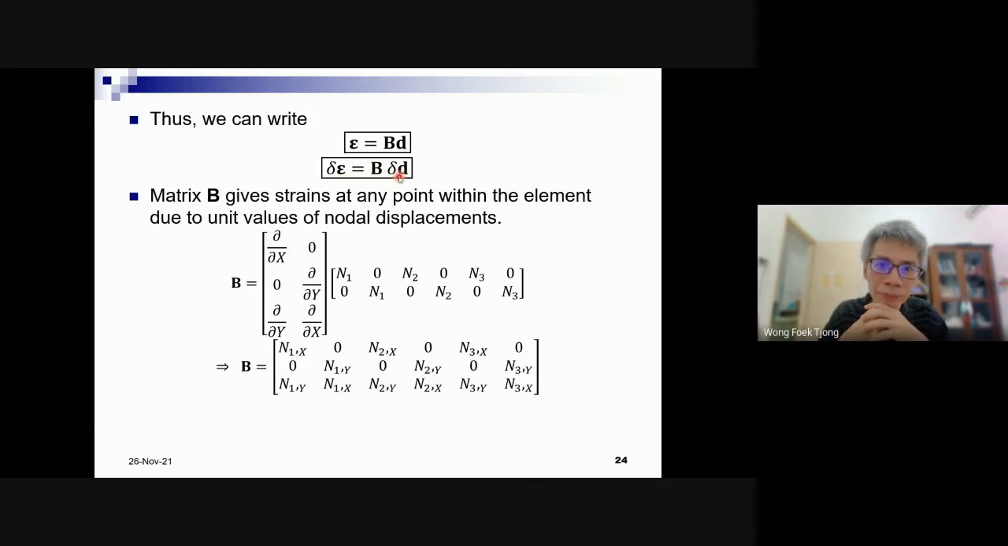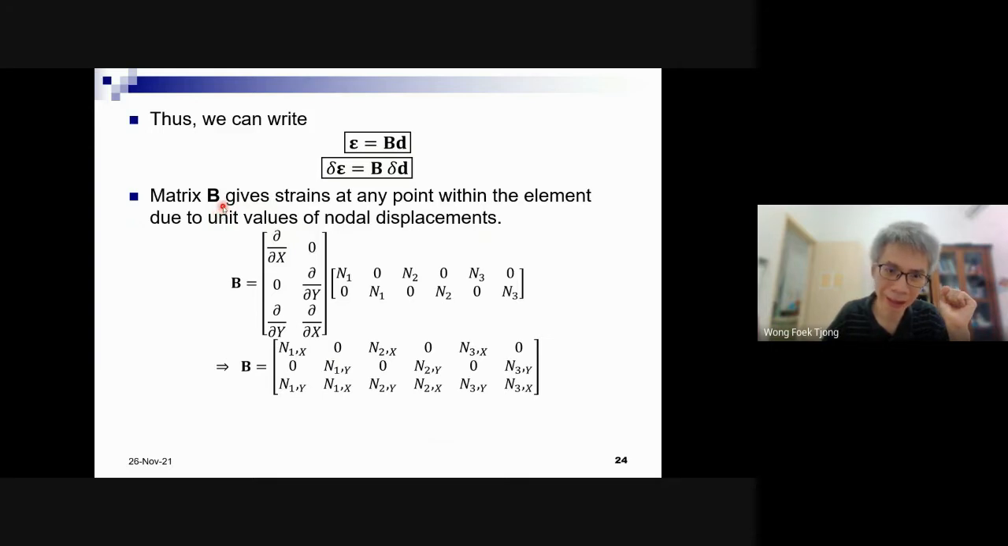Any question? So from displacement, we turn to strain. Matrix B gives strains, because this gives the strain at any point within the element due to unit values of nodal displacement. So we call this the strain displacement matrix.